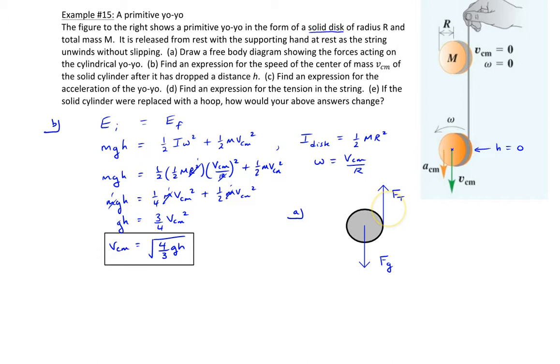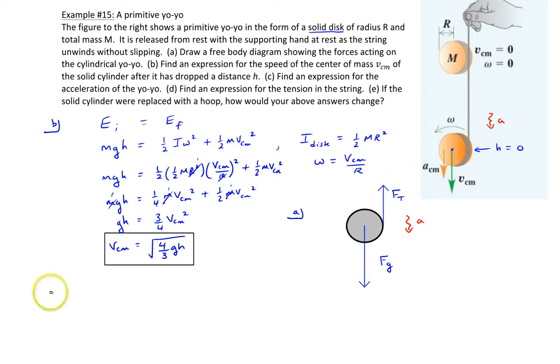Which of these two forces is bigger? Well, remember, it's accelerating downwards. So if it's accelerating downwards, then the gravitational force has to be bigger. That's the bigger force compared to the tension. Okay, so our free body diagram is done.